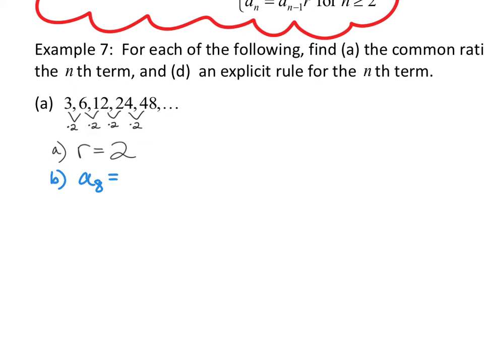If we want to find the 8th term in the sequence, so we're looking for a sub 8, we're just going to fill in the explicit formula for what we know. Well, we know that the first term is 3, so a1 is 3. We know the common ratio is 2, and since we're looking for 8, we're going to the 8 minus 1 power, which is 7. So we can throw that into our brain or in our calculator, and we'd get that the 8th term in the sequence is 384.